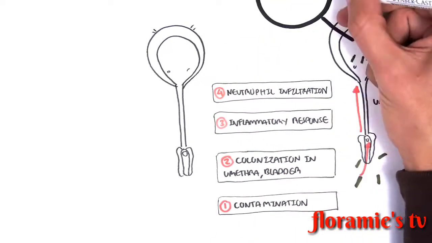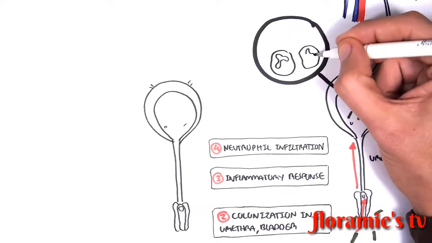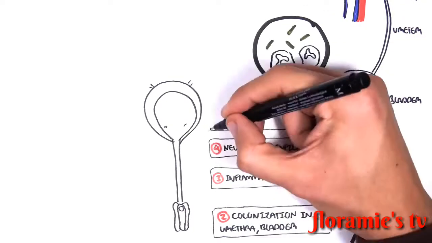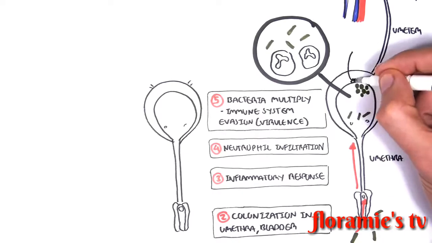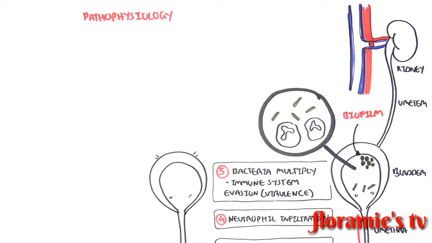As you can see in the bladder, you have bacteria and you have neutrophils. The bacteria multiply, and they are able to evade the immune system because of certain virulent factors. E. coli, for example, can bind to cells in the lower urinary tract and hide from immune cells. The bacteria can form biofilms. A biofilm is any group of microorganisms in which they stick to each other, and often these microorganisms adhere to surfaces, and it allows them to survive.